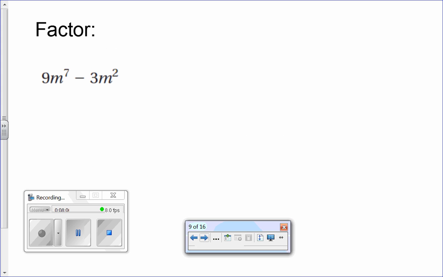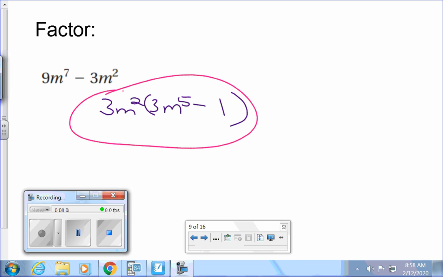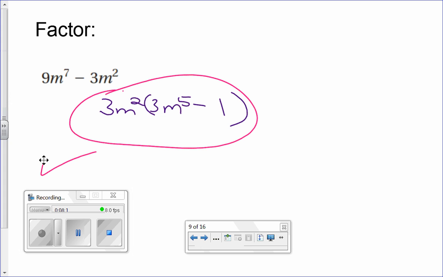All right, let's get some more board buddies up to give this one a try. I circled the answer my board buddies put up, but here's how I'm going to check their work. Is 3m squared times 3m to the 5th going to be 9m to the 7th? And is 3m squared with a negative 1 going to be negative 3m squared? Now, I did have a question. What if you pulled out like a 3m instead of a 3m squared? Unfortunately, it would be wrong because you wouldn't have pulled out the most you can. It's called greatest common because you want to pull out the greatest amount that you can. So you want to pull out 3m squared.